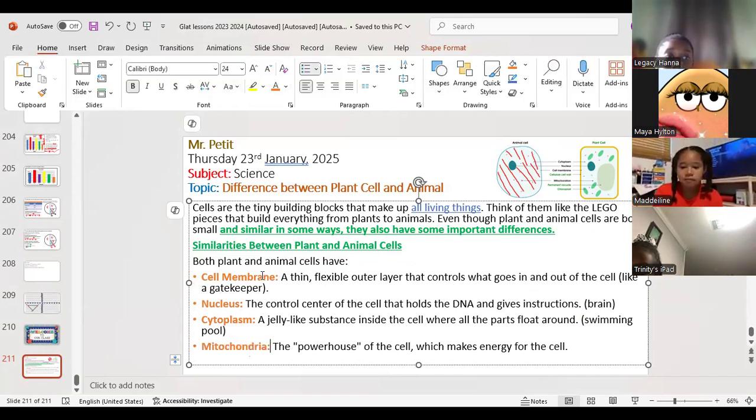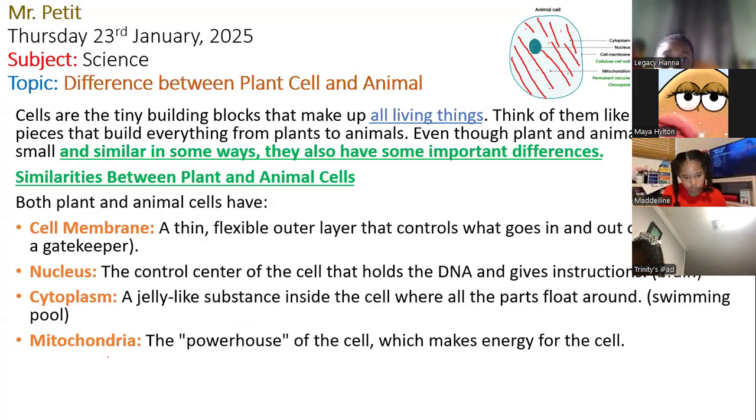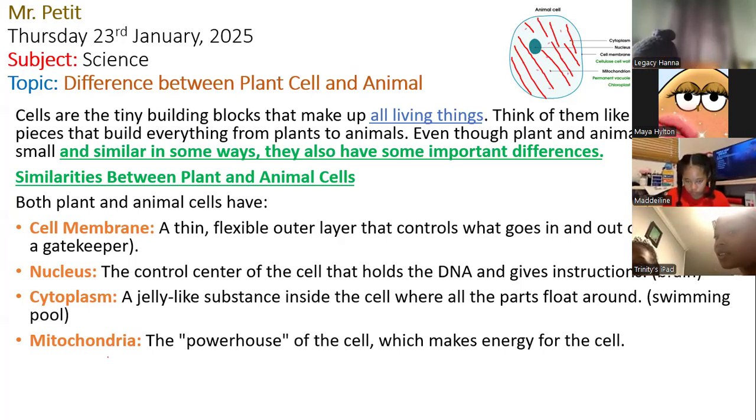So the mitochondria is the powerhouse of the cell, right? That's like the fuel. That's where the energy is made. That's where respiration takes place. All right. So the cell membrane, the nucleus, the cytoplasm, and the mitochondria are things that both the plant and animal cell have in common, right? So both of them have a gatekeeper, both of them have a brain, both of them have a swimming pool, both of them have a powerhouse, the place where energy is made, all right?